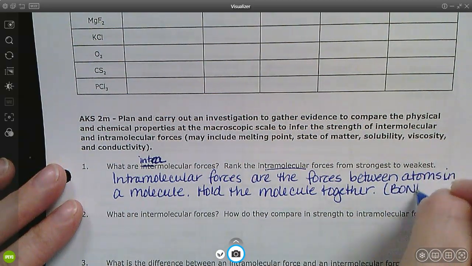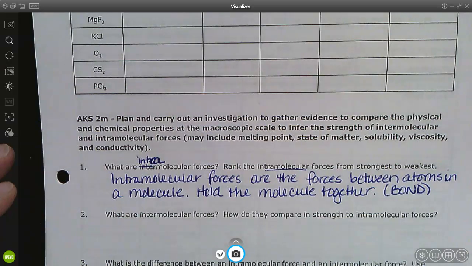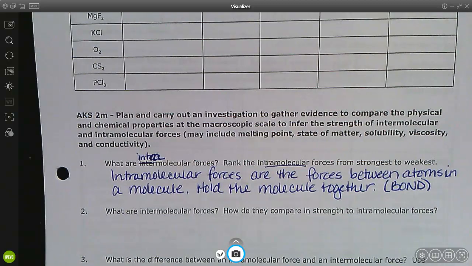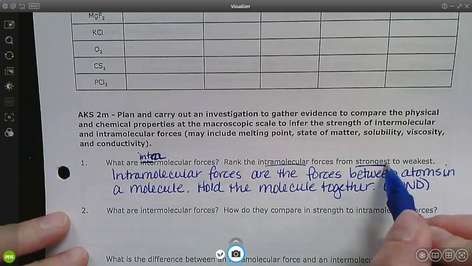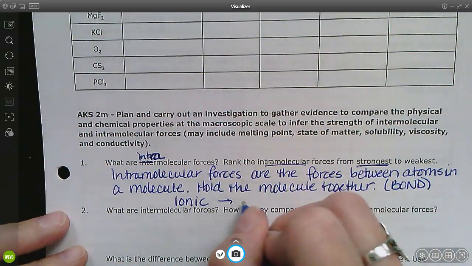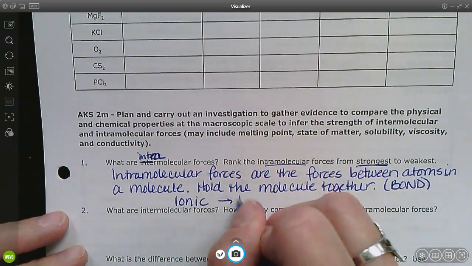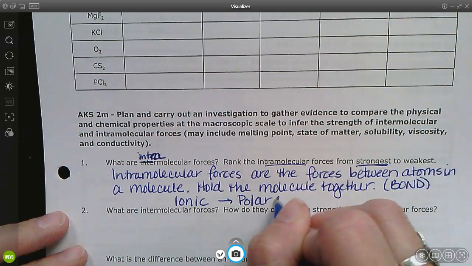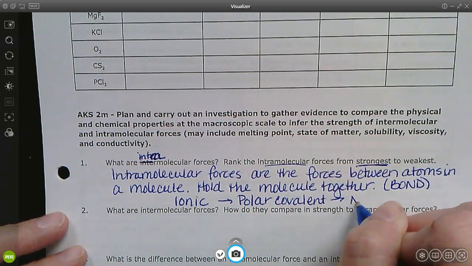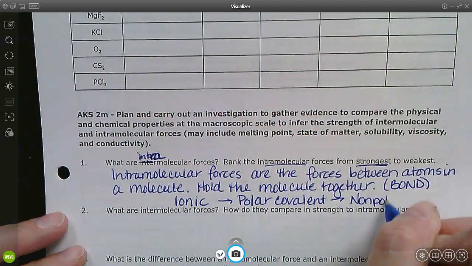We might think of this as the bond. What are the bonds between the atoms in the molecule? Okay, and there's three bonds that we've learned: ionic, polar covalent, and nonpolar covalent. The strongest of all the bonds is ionic. Then the next strongest is polar covalent. And the weakest of the bonds is nonpolar covalent.